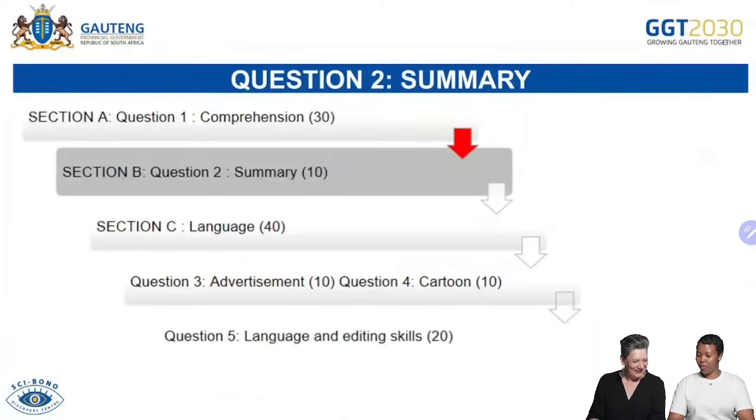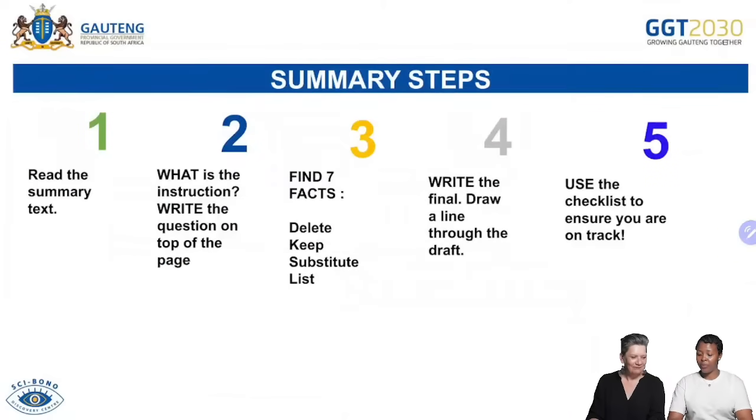Now, here's what we have for section 2, our summary. If you look at this, it's exactly what we've explained. It's the structure of how you can go about responding to the question and the summary steps. Now, how do you get to the facts that you must identify in the question paper? We've identified exactly 5 steps for you that you need to follow.